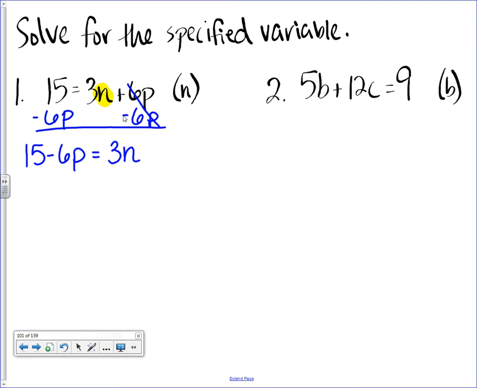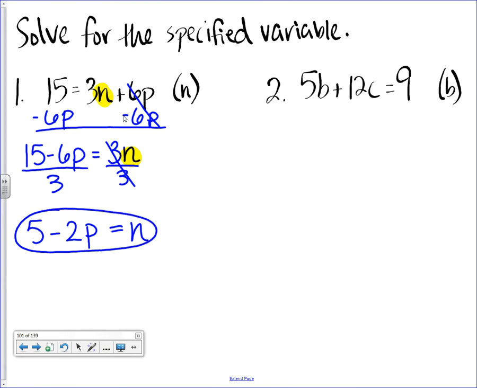Now, if I still want to isolate this n, I've got to get rid of the 3. In order to get rid of the 3, I'm going to divide. So I get n equals, now both 15 and 6 are divisible by 3, so I'm going to go ahead and divide those. 15 divided by 3 is 5, and 6 divided by 3 is 2, and that has a p on it. Folks, you have to divide both of those terms by 3, or reduce them. If they don't divide, try and reduce them. But there I've isolated the n like I was asked to do, and that's done.